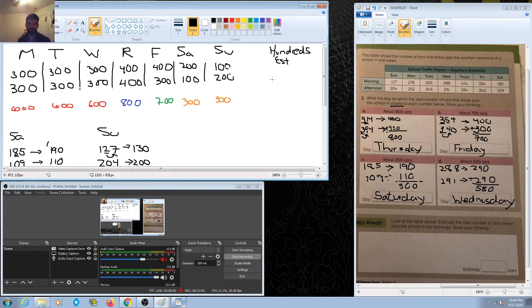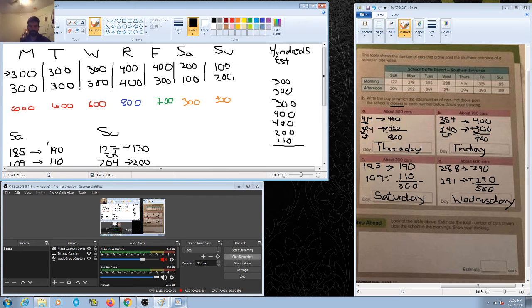Hundreds estimate. So we have 300 plus 300 plus 300. And again, we want to be really careful here because we're only focusing on the morning. So we're going to focus on this row. Plus 400 plus 400 plus 200 plus 100. Okay, we're going to add all these up.